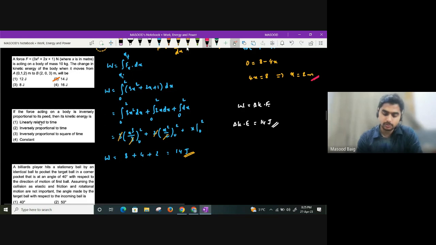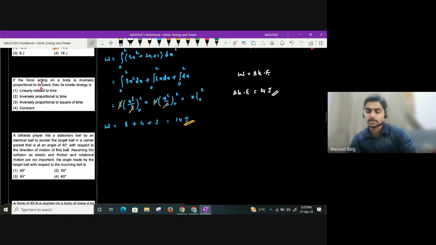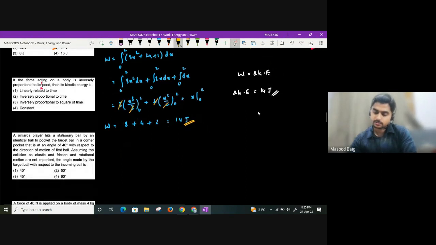If the force acting on a body is inversely proportional to speed, what will happen to kinetic energy? They are asking. Force is what, beta? Inversely proportional to speed, right? So you can take F is inversely proportional to speed v. If I remove the proportionality constant, I get k by v. So F into v will be constant. What is this F into v, beta? Is it power or not? Yes, it will be power, guys. So F into v will be constant, which implies power is a constant value.